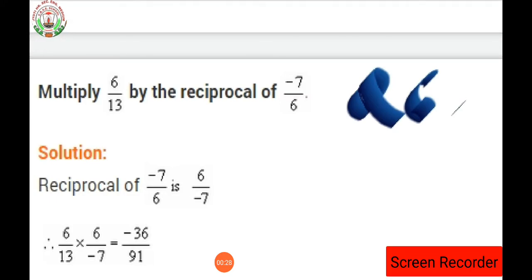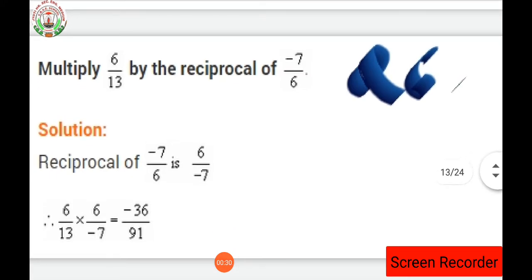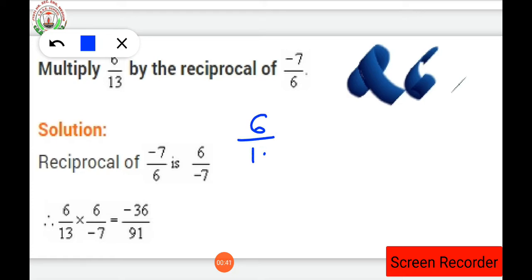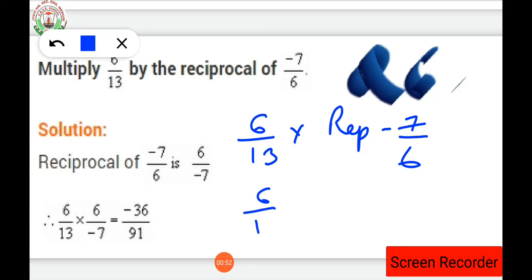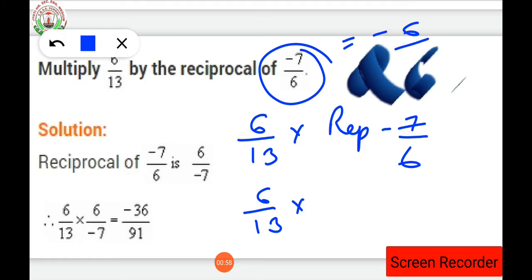In question number 6, it is said to multiply 6 upon 13 by the reciprocal of minus 7 by 6. So dear student, what do we have to do over here? We have to multiply the number 6 upon 13 with the reciprocal of the number minus 7 by 6. So what will be the reciprocal of minus 7 by 6? It will be minus 6 upon 7.